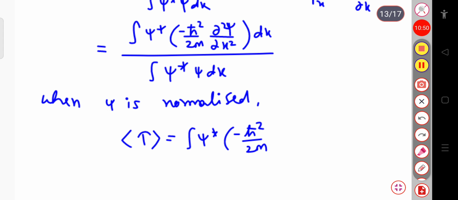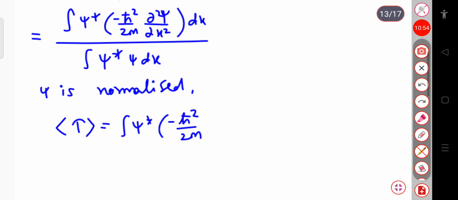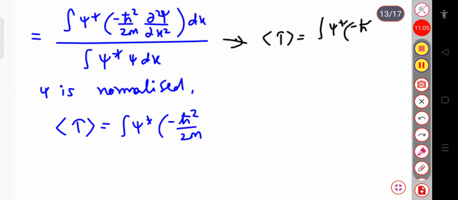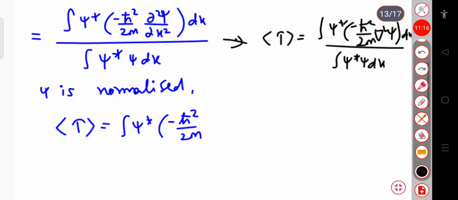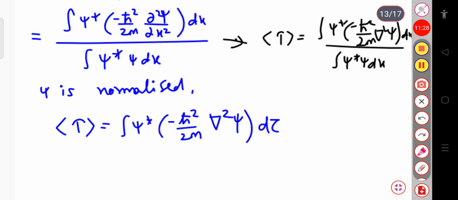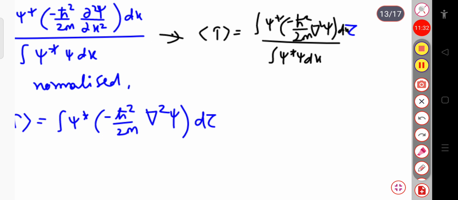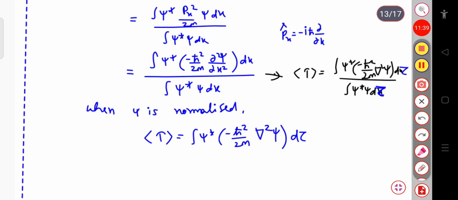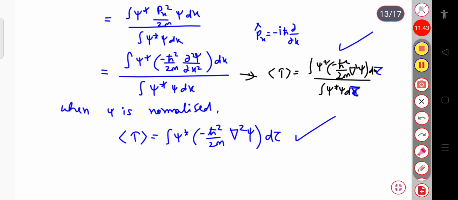That is in case of the three-dimensional system. So here in case of the three-dimensional system, we can simply write this T expectation equal to the integral of psi star, minus h cut square by 2m into delta square psi d tau, divided by the integral of psi star psi d tau. Here also we can write simply minus h cut square by 2m, delta square psi, whole into d tau. That is in the three-dimensional system. The difference between the two is that here psi is not normalized, but here psi is the normalized one.